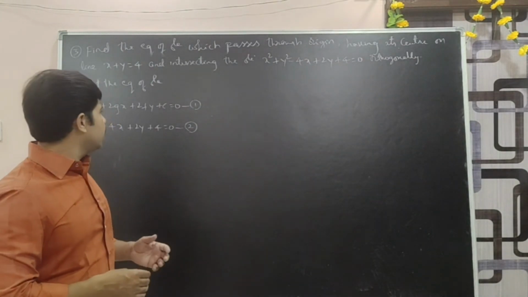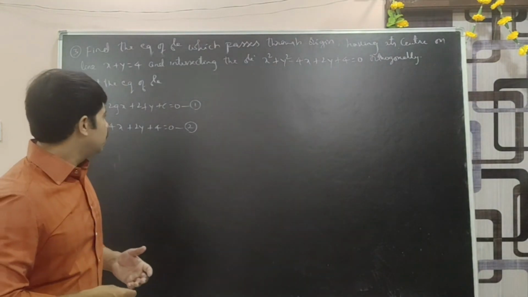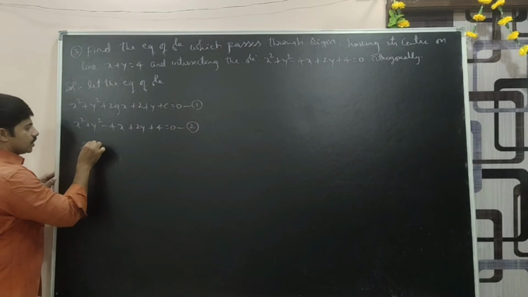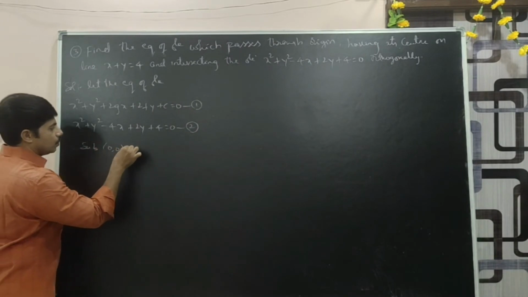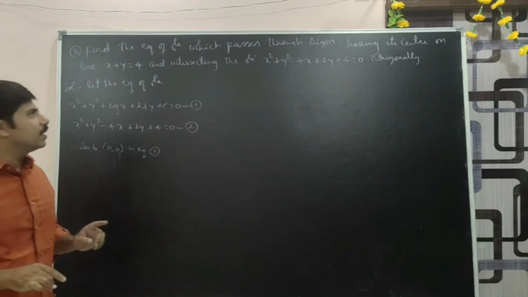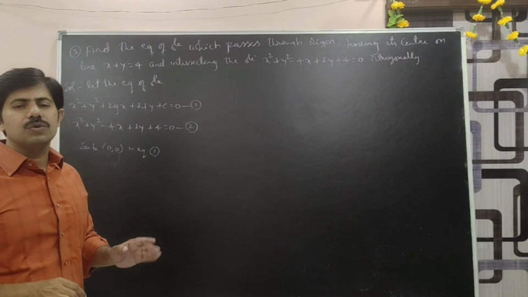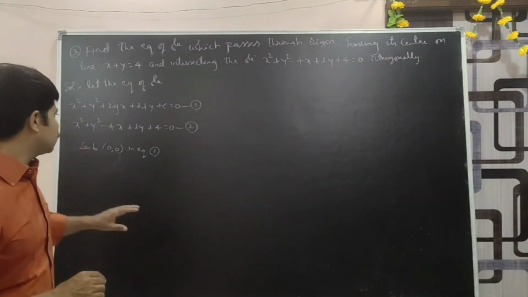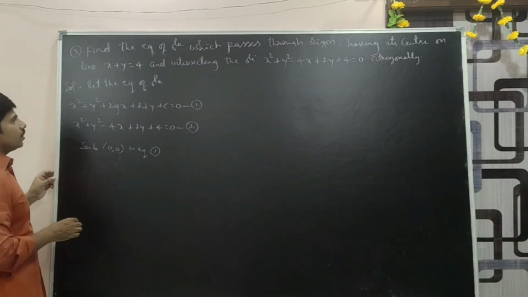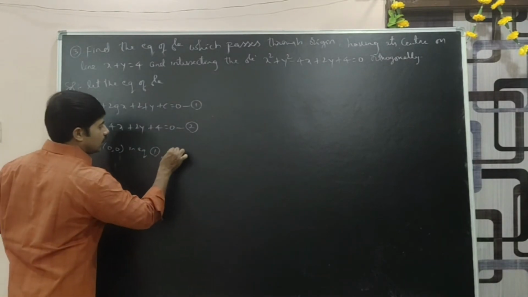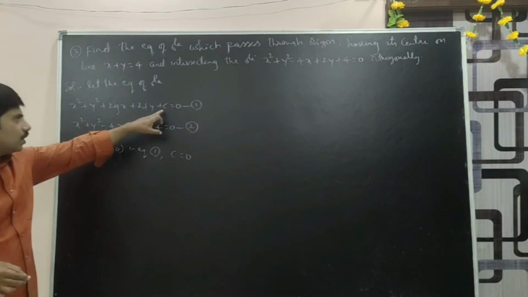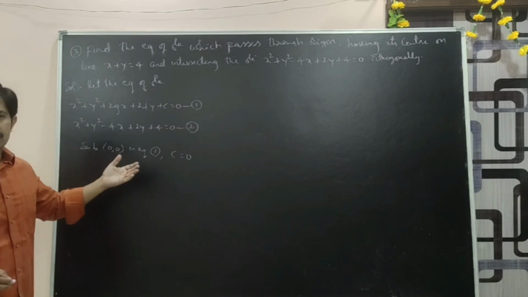So since the required equation of circle passes through origin, we will substitute 0 comma 0 in equation 1. Why are we substituting in equation 1? It is given that the equation of circle passes through origin. Which equation? The required equation. The general equation is the required one. So substitute 0 comma 0 in equation 1. Then what will we get? We will get c value 0, right? Instead of x and y, only c will be left, c is equal to 0. So we got the c value.